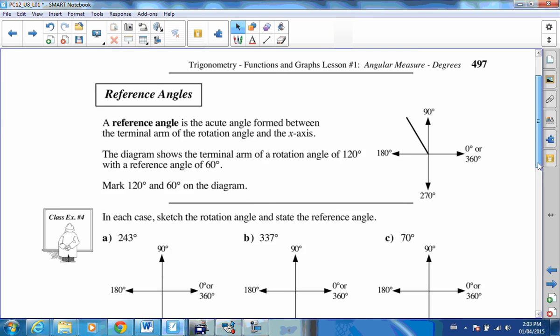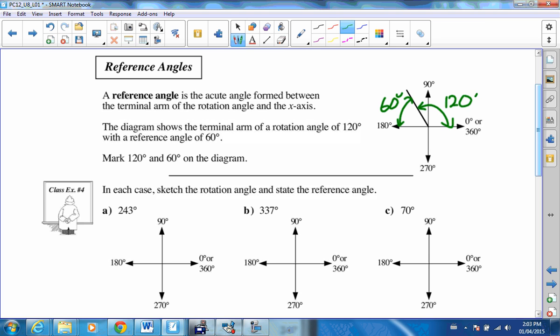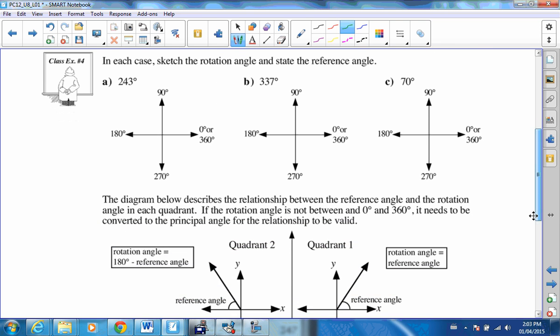The reference angle. Reference angles are always between the terminal arm and the x-axis. So if this is 120 degrees to here, this is 60 degrees. That's the part that would make up the 180. So your principal angle is always defined as between 0 and 90. It can never be bigger than 90.